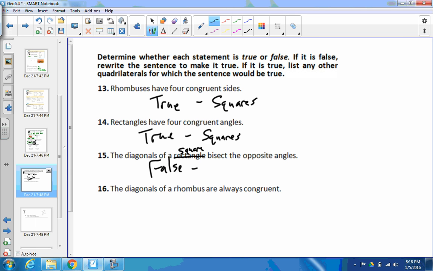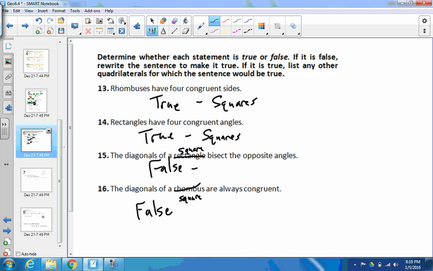And then number 16, the diagonals of a rhombus are always congruent. I don't think we have that anywhere, that diagonals of a rhombus are always congruent, unless that rhombus is a square, because a square is a rectangle, and the diagonals of rectangles are always congruent. Alright, so that's what we're going to end with.